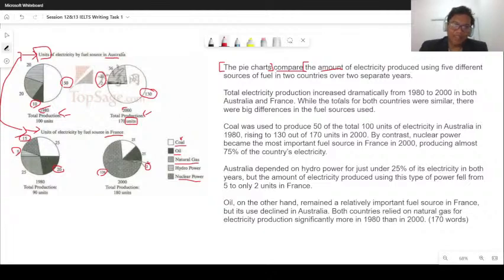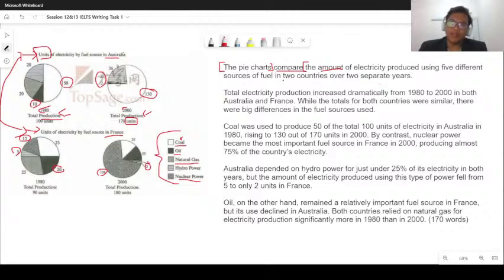So stick with production, produce, that's okay. Using five different sources. So the person immediately kind of showed how many sources there are. That's fine as well, right? In two countries over two separate years.